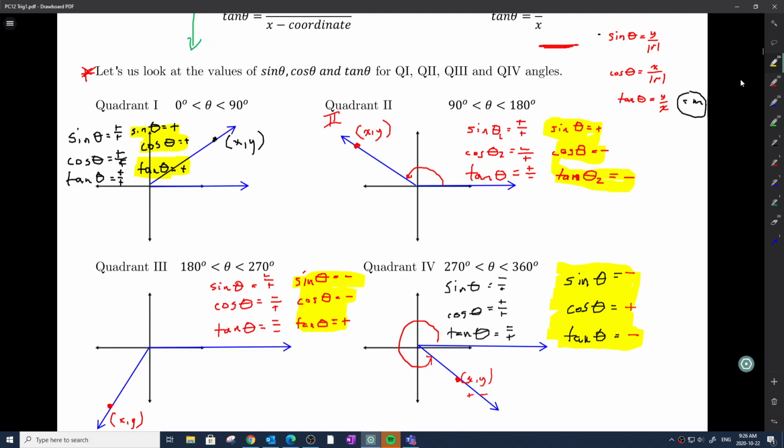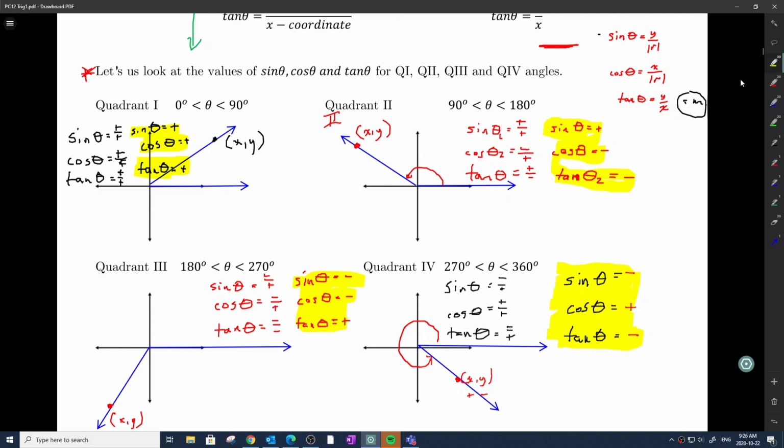Easy enough. Cosine is x over radius vector r. Now, my radius vector r is also positive. So really, cosine behaves similar to x. So wherever x is positive, cosine will be positive. Wherever x is negative, cosine will be negative. So cosine is positive in quadrants 1 and 4, negative in 2 and 3.